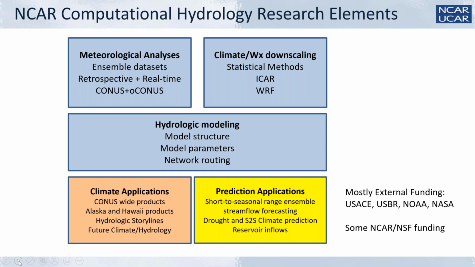Broadly speaking, they break down into better meteorological analyses, in real time and over the long term, not only for the US, but for other parts outside of CONUS, like Alaska and some other territories, as well as better downscaling methods and better hydrology and land models, which include not only hydrology, but also the routing. And this is in support of climate applications and forecasting type applications as well.